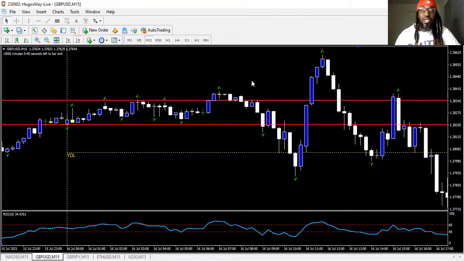Basically what I look for is a break and a retest. Break, retest. No retest, no entry for me. That's how I trade. So as you can see, I clearly got a break. I got a retest, and I'm entering on this candlestick right here, you guys.